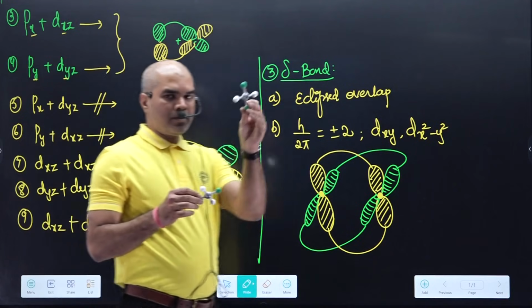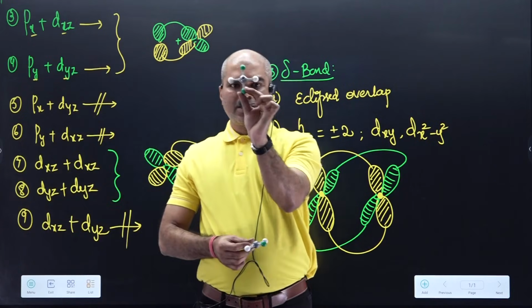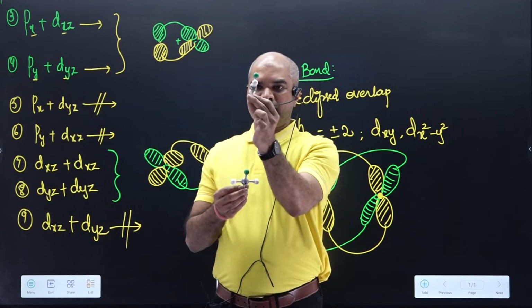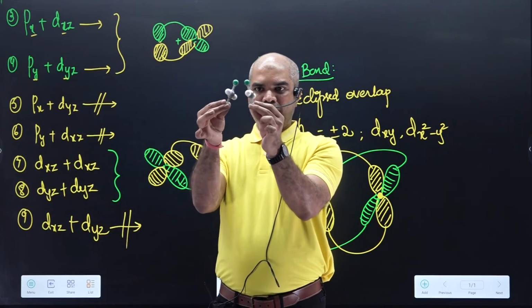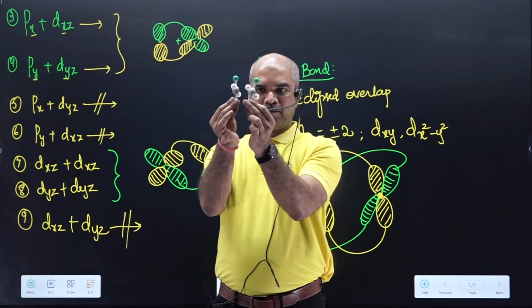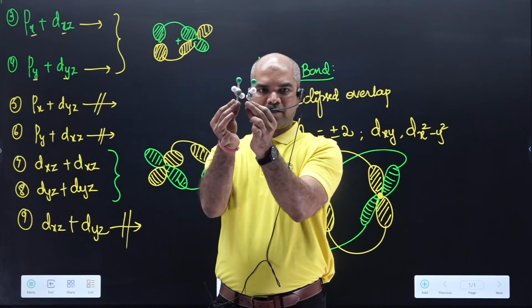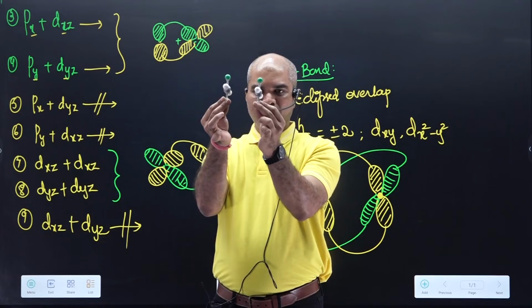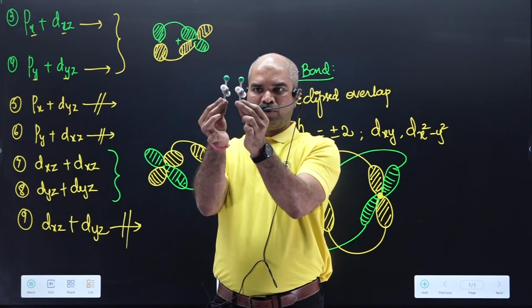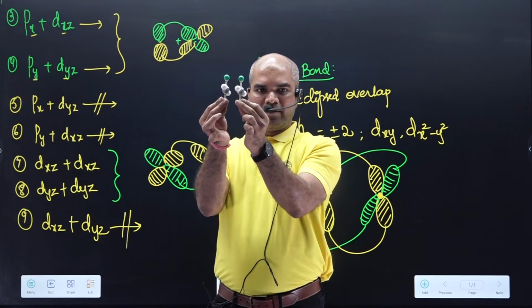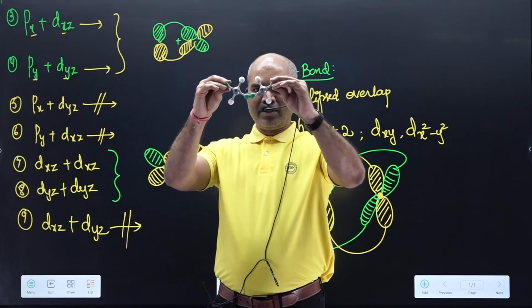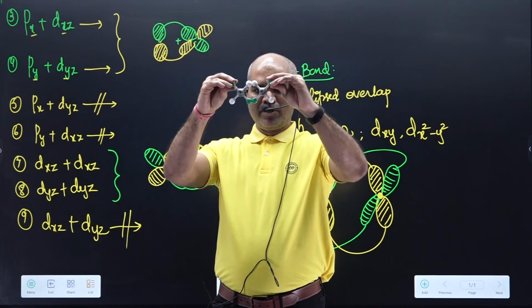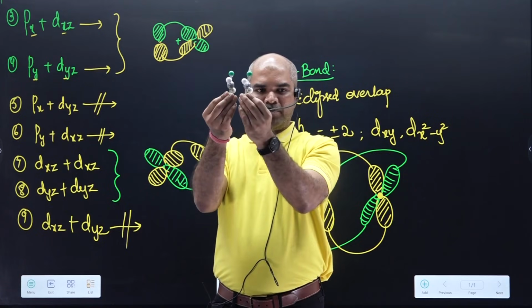Just once I am showing. Suppose I take this as a dxy. Imagine this is another dxy orbital. Plus to plus, plus to plus, minus to minus, minus to minus. All four lobes of one orbital overlap with all four lobes of the other orbital. If it is head to head overlap, sigma bond. Sideway overlap, pi bond. If it is eclipsed overlap, delta bond.